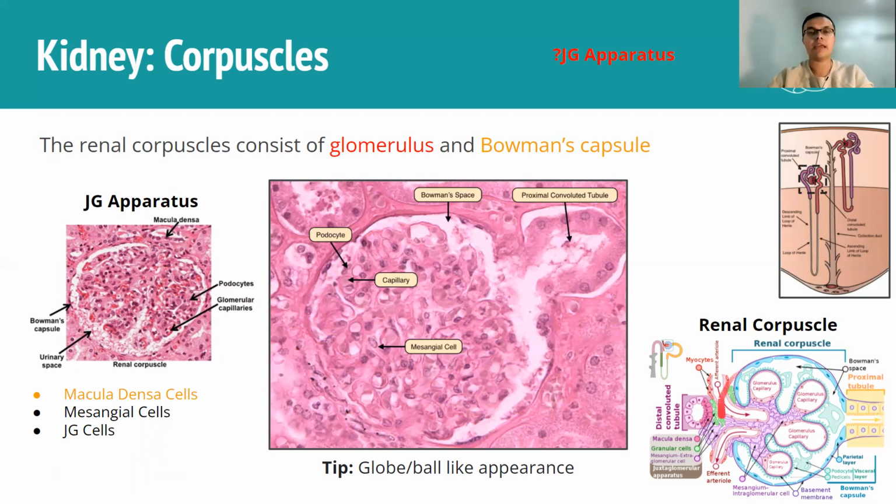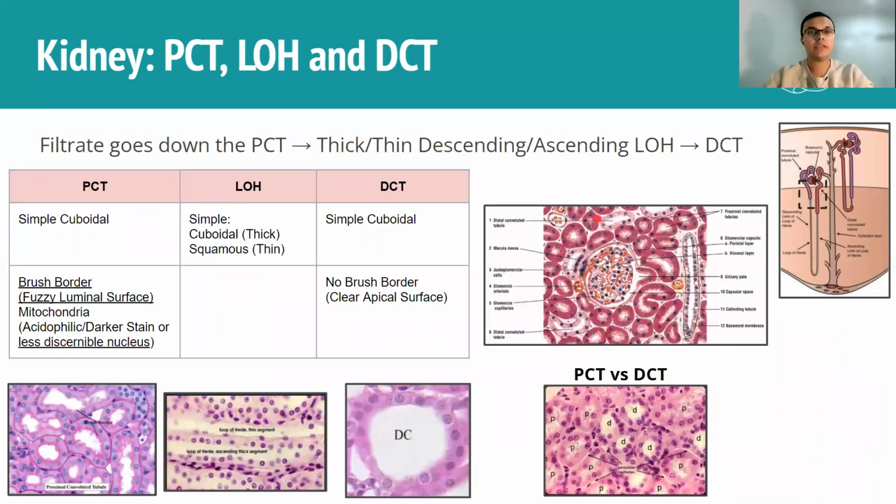And again, you'll cover in more detail the physiology of how the juxtaglomerular feedback and apparatus works during your physiology lecture. So I won't go through it here, but keep that in mind as well, that you can see it on histology. Next, we come to the tubular network.